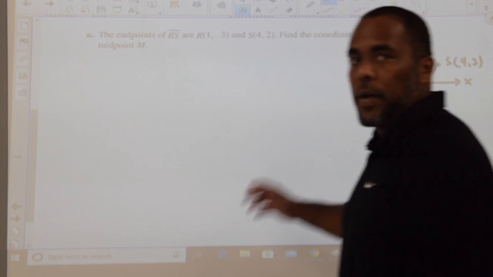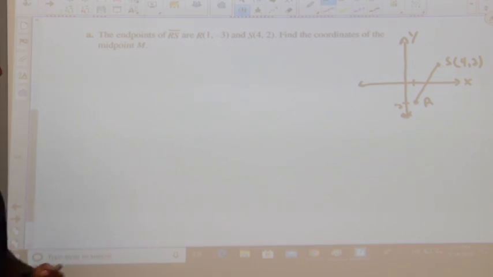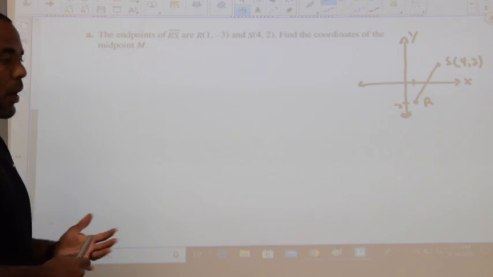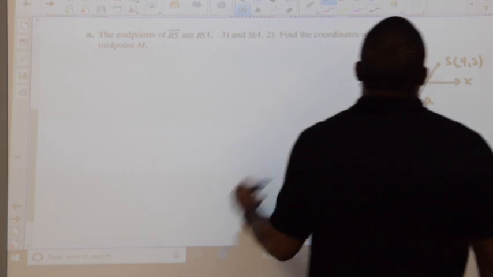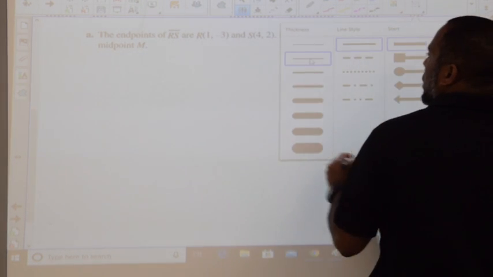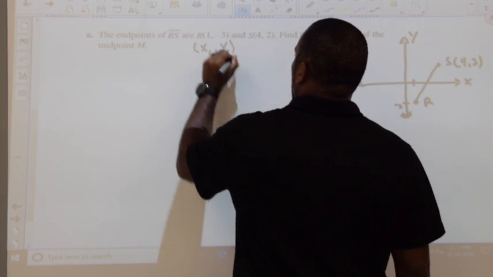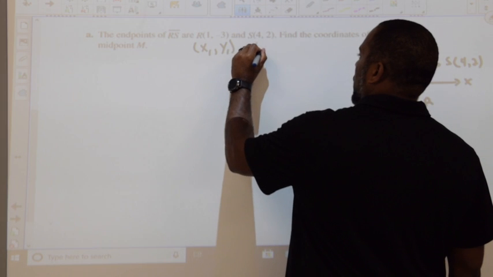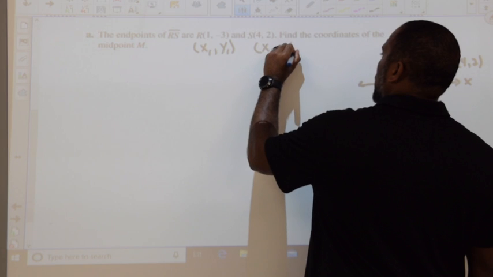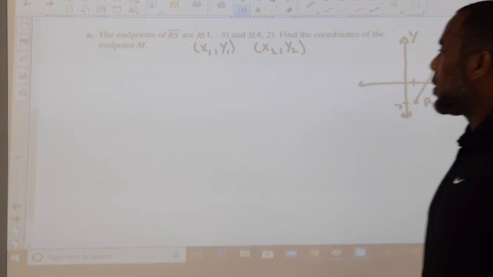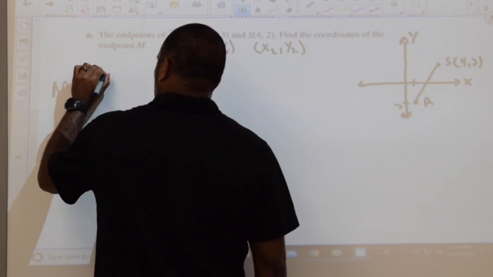And this is a very quick sketch, just so I can get a personal idea. Things I do know, that RS is here. So R is X, Y. So I'm going to call that X1, Y1. And S is going to be X2, Y2. And now I'm just going to find the midpoint using our formula. The midpoint is the average of the two.